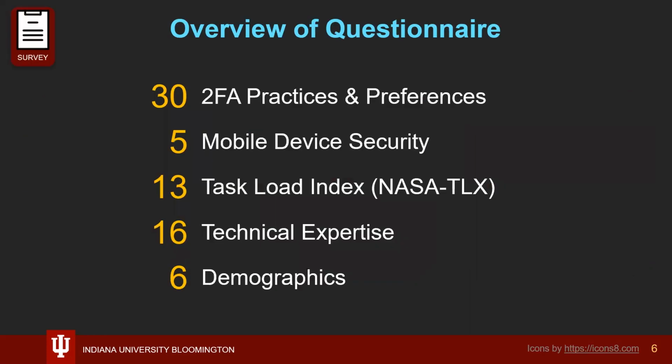In the survey, we asked questions focused on participants' practices and preferences of using 2FA, what security measures they used on their own mobile devices, the task load required when using two-factor authentication, which was based on NASA's Task Load Index, and some technical expertise questions to gauge their familiarity with computer security, and finally, demographics to better understand their relationship with the university.